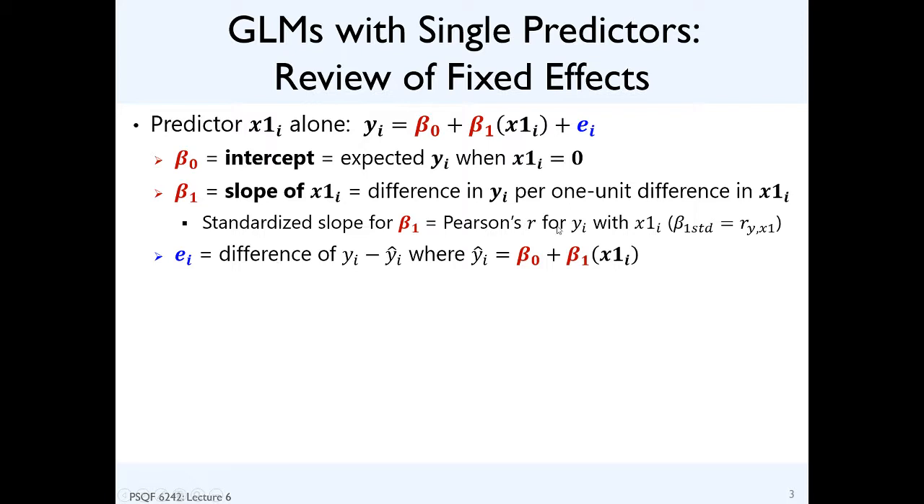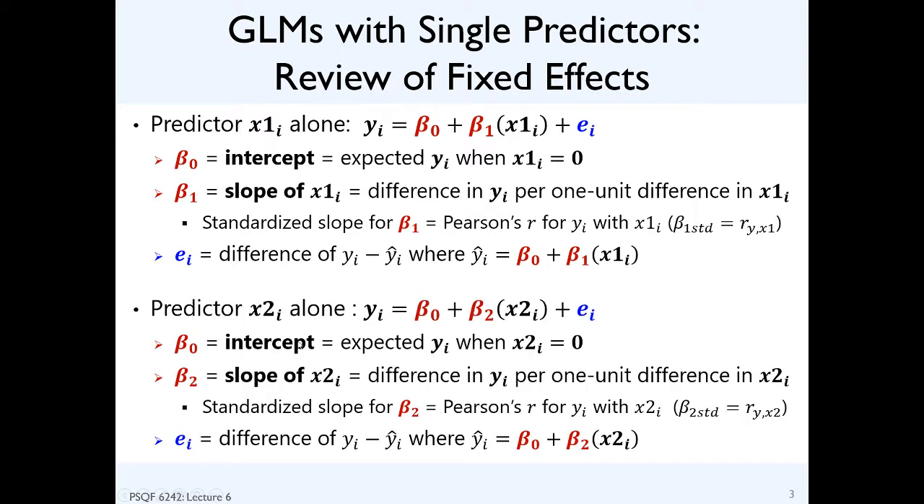And the standardized slope would be the same thing as the Pearson's correlation, bivariate correlation. So the unstandardized slope is like Pearson's R in the metric of the original variables. E is the difference between what the model says and what you have. Same thing would be true if we have x2 by itself. The intercept is conditional on a different predictor being 0. The slope reflects the effect of that predictor, and E is defined the same. So this is all good, right?